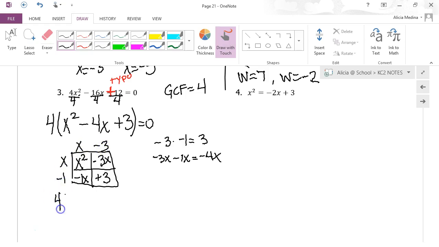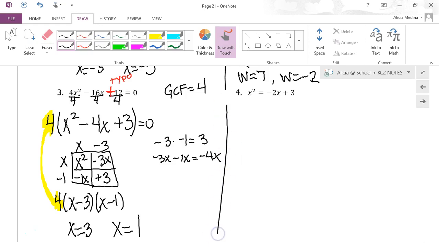Can't forget my coefficient in the front, right? 4 times x minus 3 times x minus 1. So again, don't forget to bring this guy all the way down. He's still part of the GCF. All right, but I'm not done yet because I still need to state my x-intercepts. Taking the opposites of this, that means x is going to equal a positive 3 and x is going to equal a positive 1. Don't worry about that 4 because technically you would set it equal to 0 and 4 does not equal 0. All right, next example here.